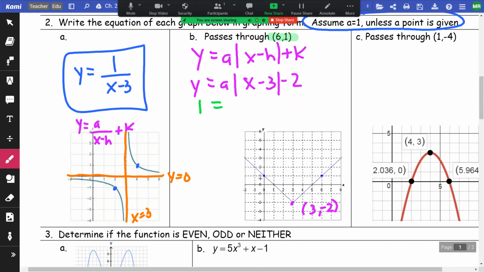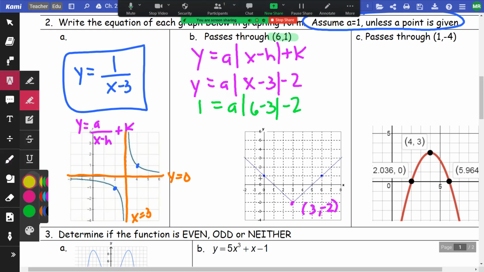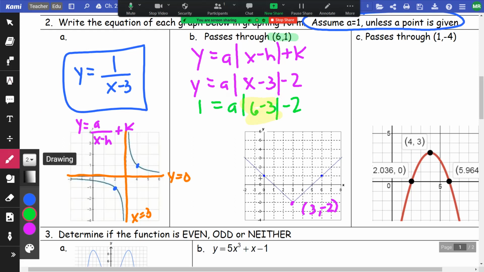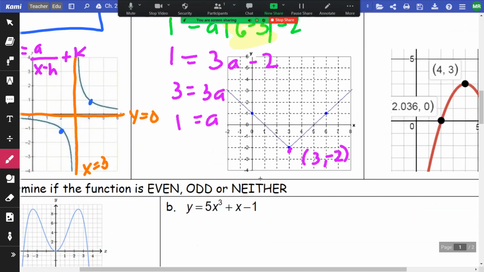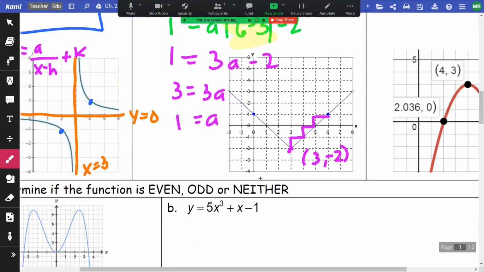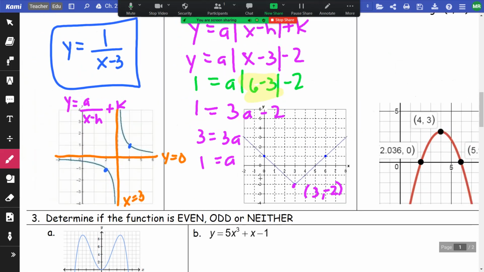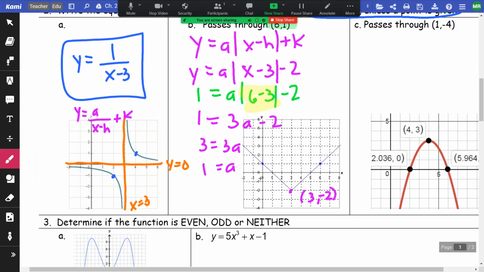So I'm going to go 1 is equal to a times the absolute value of 6 minus 3, minus 2. So I am going to do this absolute value of 6 minus 3, which is 3, and the absolute value of 3 is 3. So I'm going to have 1 equals 3a minus 2. I'm going to add 2 to both sides, so I get 3 is equal to 3a. And so my a happens to be 1. And if you look at the graph, you can see we're going up 1 over 1, up 1 over 1, up 1 over 1. But don't assume anything because the graph may not be to scale. Always use the point that they give.